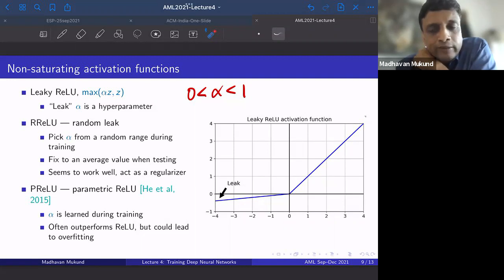And if you learn alpha, you get a much more precise model, but for small data sets it might be too precise. So you can actually end up overfitting because of fitting this alpha too. But these are all just variations on this linear ReLU.